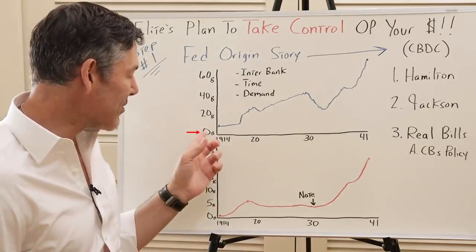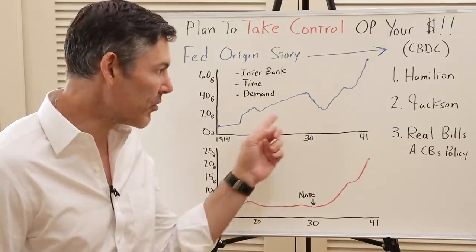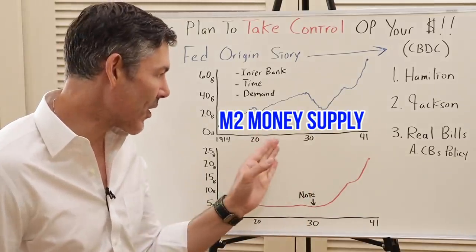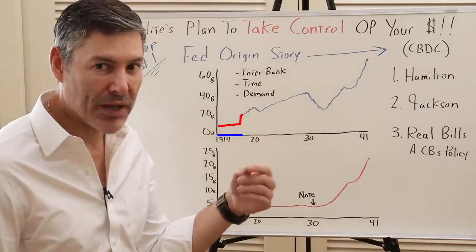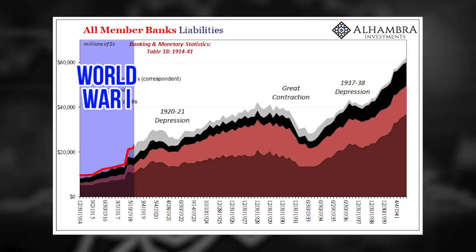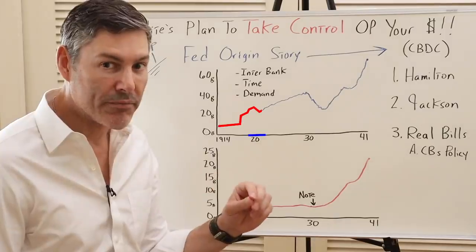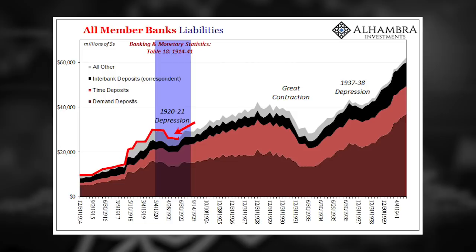On the left, we go from 0 all the way up to $60 billion. The first chart represents M2 money supply, or the equivalent back during this time frame. So during World War I, of course, the money supply increases dramatically because they are printing money to pay for the war. Then we know what happened in the Depression of the early 1920s that no one, other than Jim Grant, really talks about. The money supply did contract, but then it went up consistently throughout the Roaring '20s.